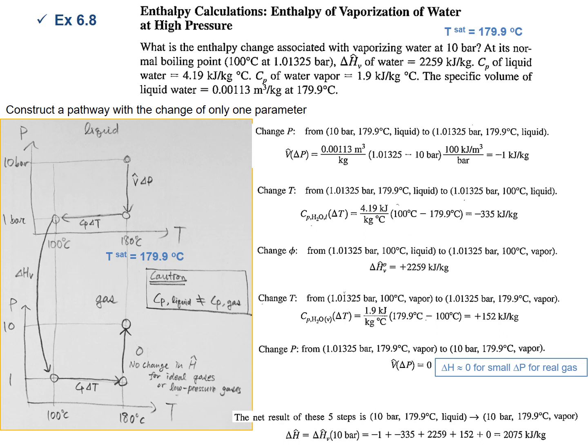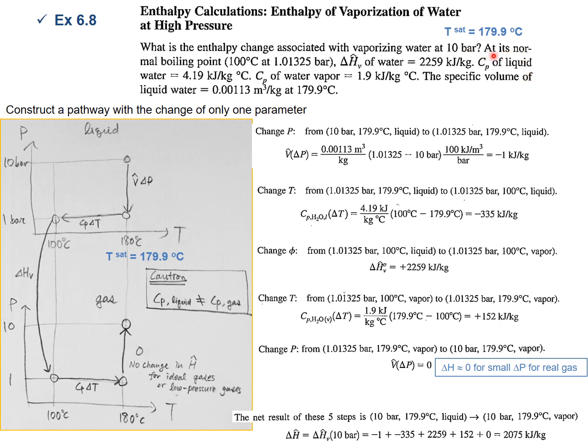Okay, here is, of course, example 6.8. Enthalpy calculation. Enthalpy of vaporization of water at high pressure. What is the enthalpy change associated with vaporizing water at 10 bar? That is the question. At 10 bar, the saturated temperature is about 180 Celsius degree, for your information. Several things are given to you. Then by using those values, you should calculate the enthalpy change for vaporization at 10 bar, not just 1 bar.